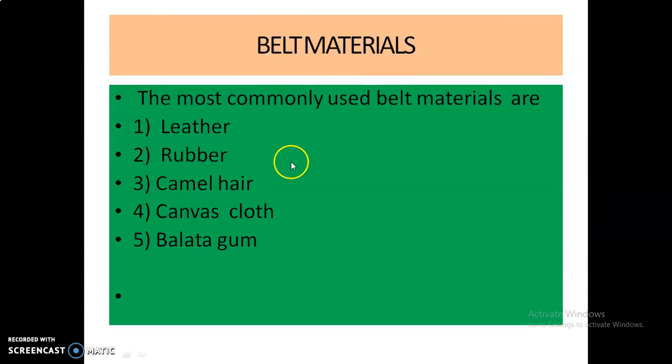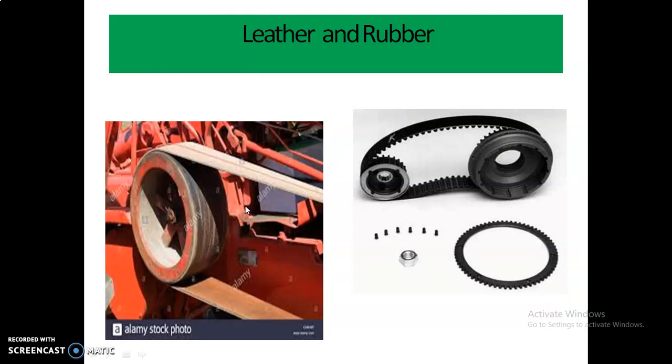Next topic is belt materials. The most commonly used belt materials are leather, rubber, camel hair, canvas cloth and balata gum. So these are the belt materials we generally use. See here one by one. This is a leather belt, and this one is a rubber belt.